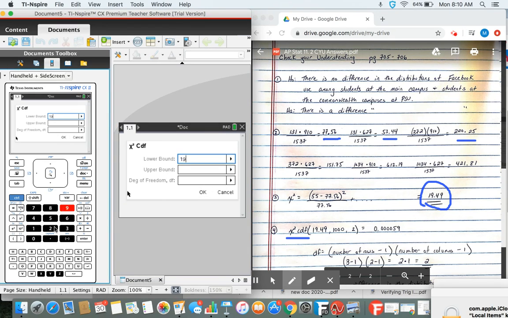So we would put in our test statistic, always as the lower bound, because chi-squared is always a right skewed graph. The upper bound's a big number.